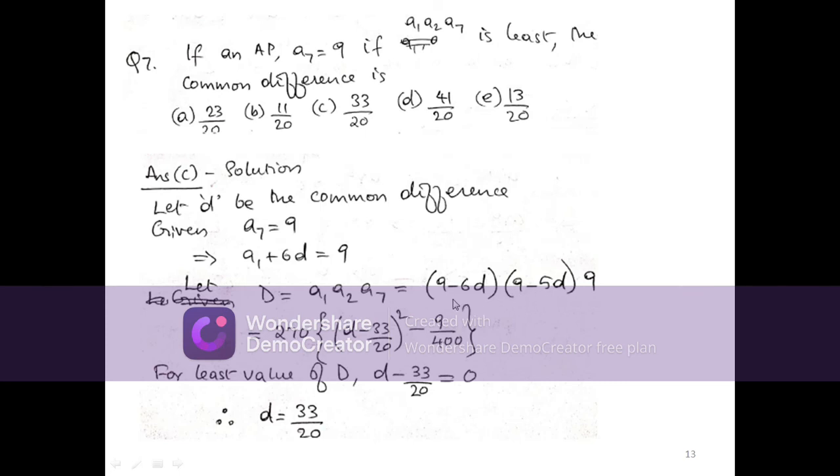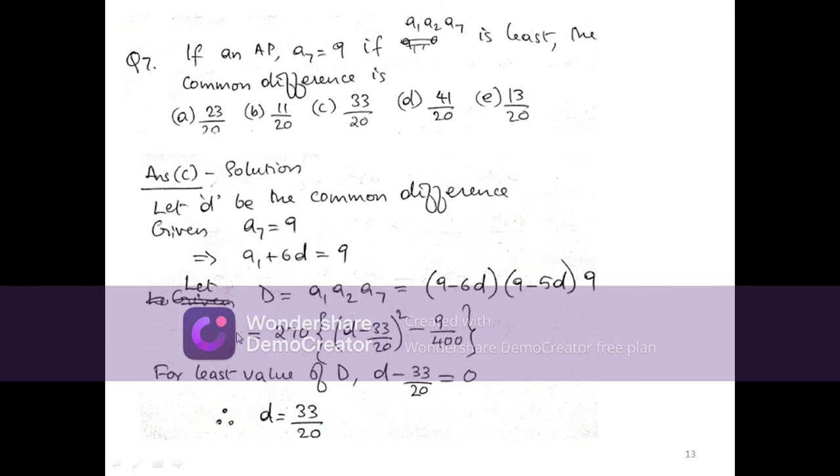So a1 equal to 9 minus 6d from this equation, a1 plus 6d equal to 9. So a1 equal to 9 minus 6d. a2, the relation between a2 and a1, is a1 plus d. So a2 equal to 9 minus 6d plus d, that is equal to 9 minus 5d, and we know a7 equal to 9.